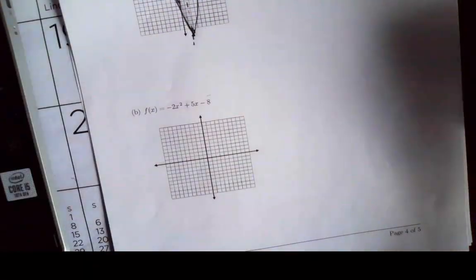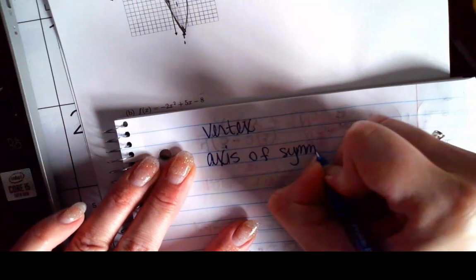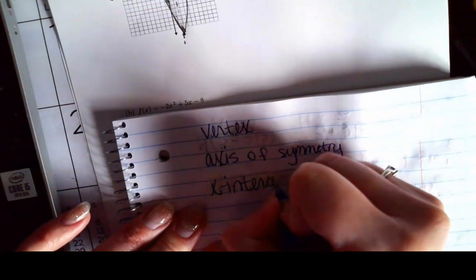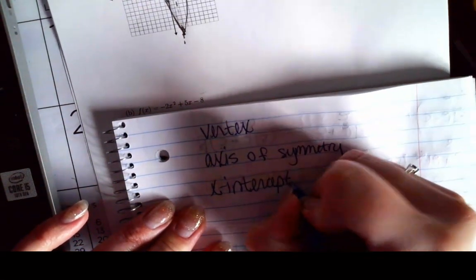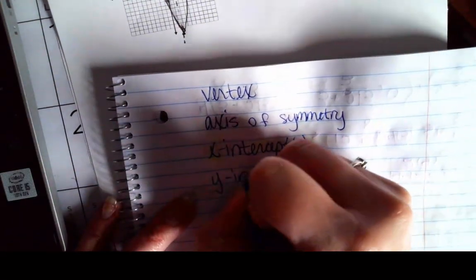All right, so let's look at this one. We've got a negative 2x squared plus a 5x minus 8. So I'm going to make a list of what we need. We need to know the vertex. We need to know the axis of symmetry. We need to know the intercepts. So the x-intercept, there might be 2 of them. There might be 1 or 0. And the y-intercept.